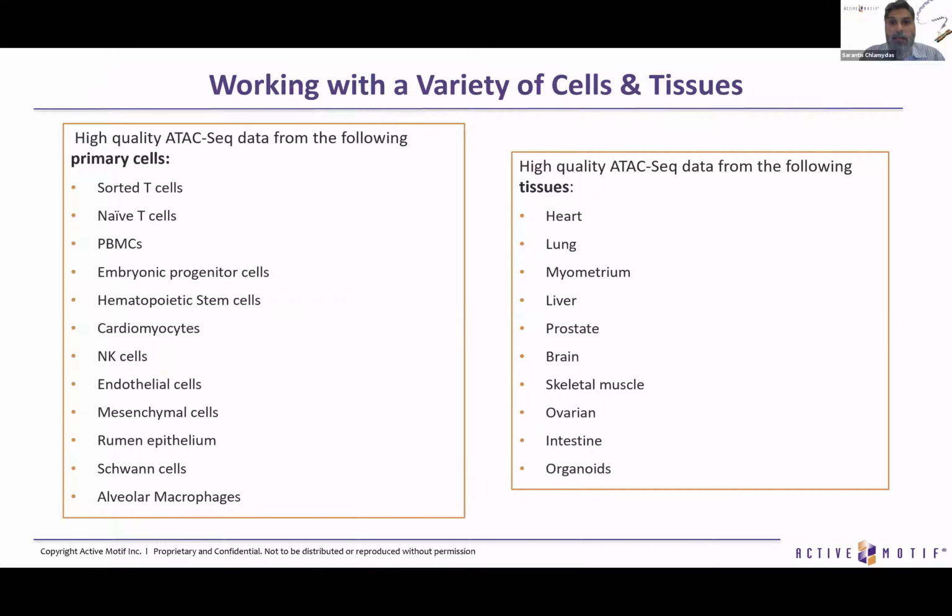In our long experience and experiments with epigenetics, we have dealt with a large variety of cells and tissues, from PBMCs to liver, brain, ovarian tissue. And this is an example in regards to the ATAC-Seq experiments.